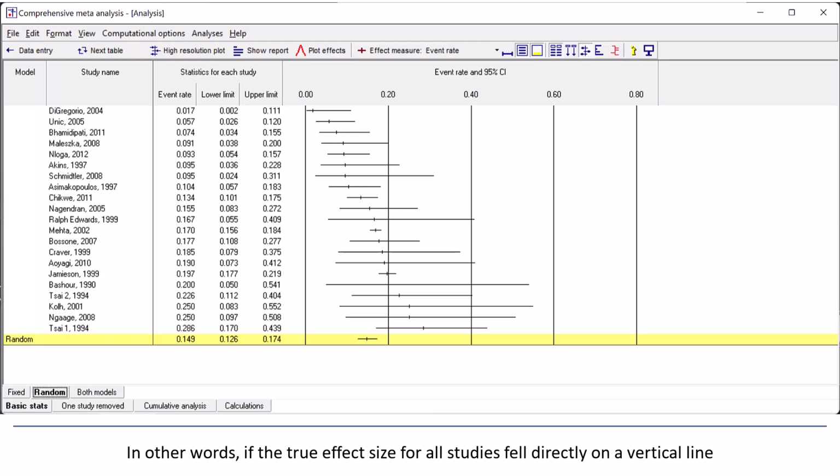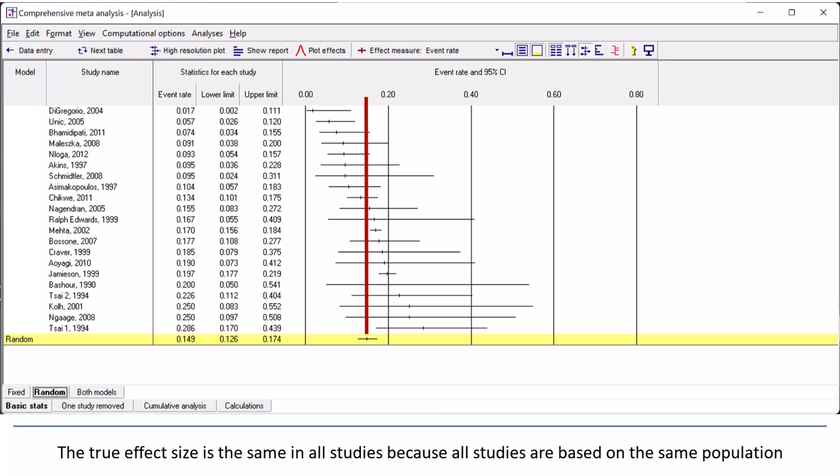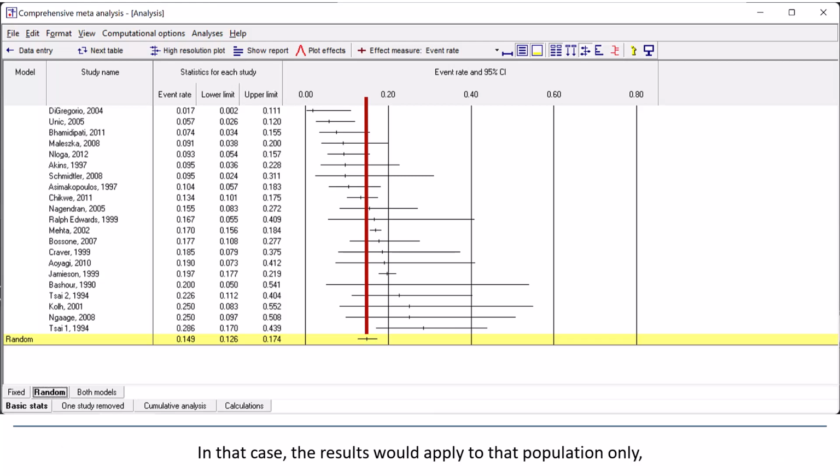In other words, if the true effect size for all studies fell directly on a vertical line and the observed effects deviated from that line only because of sampling error. The true effect size is the same in all studies because all studies are based on the same population. In that case, the results would apply to that population only and could not be generalized to any other populations.